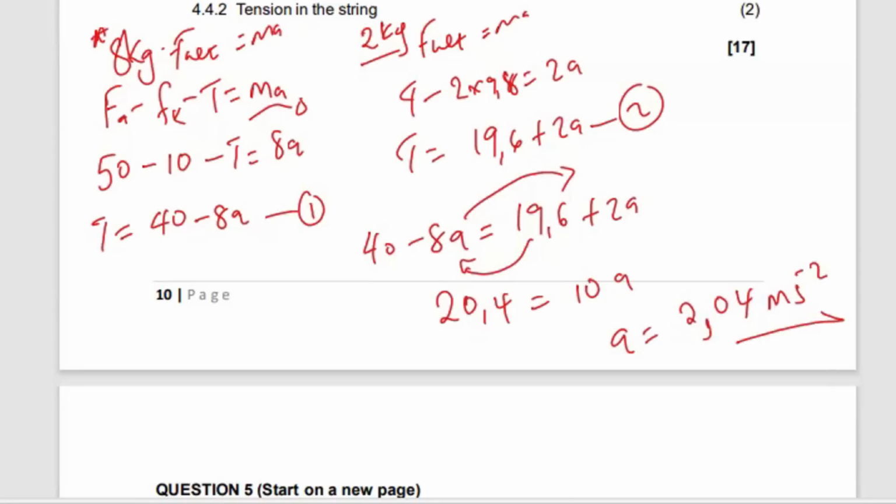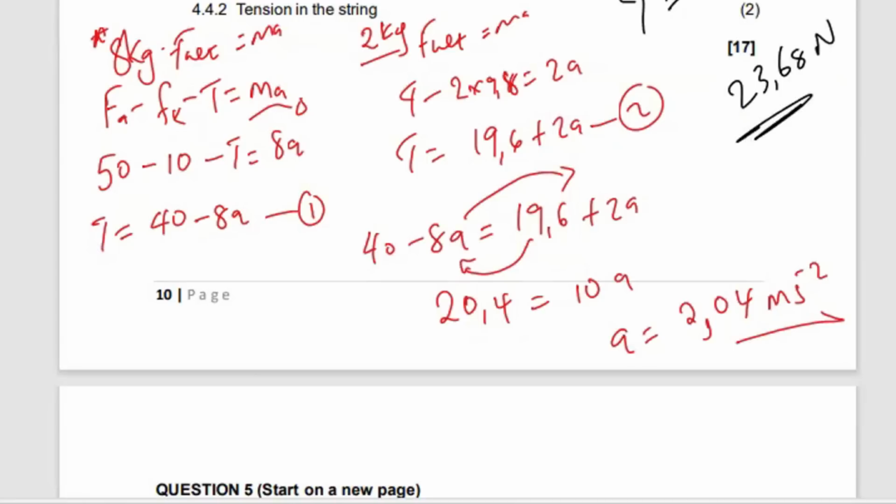And then 4.4.2, they want us to get the tension. We can just use one of the 2 equations. So 19.6 plus 2 times 2.04. All right, 2 times 2.04 gives me 4.08, so the tension is 23.68 newtons.